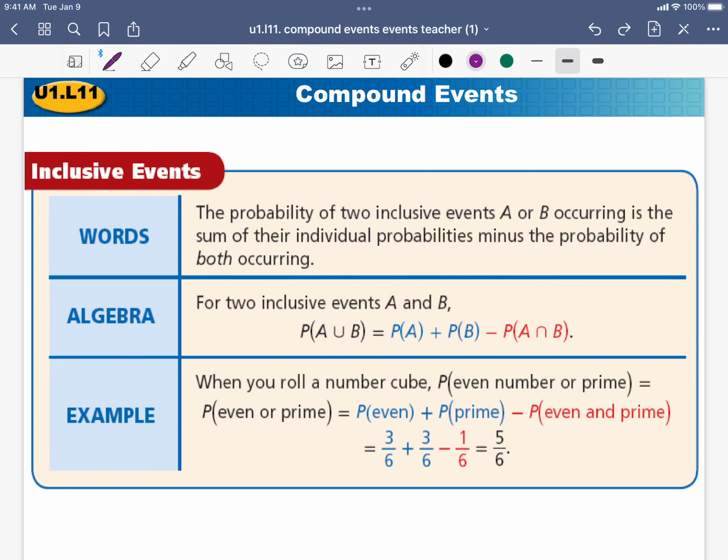So here's the summary of what we just talked about. Find the probability of A or B, and then subtract the doubles. Subtract the A and B.